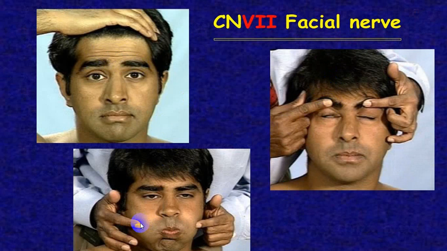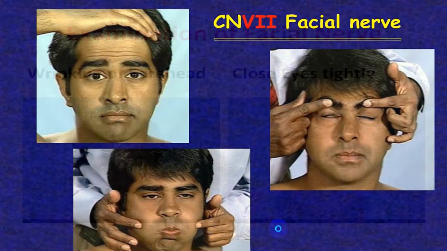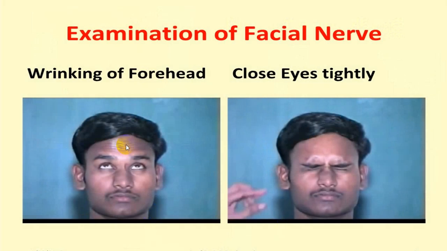Here you are asking to blow the cheeks and you are looking for the resistance during that blowing of the cheeks. This is elevation. You are looking at the furrowing. This is closure of the eyelid. This is wrinkling of the forehead. This is the closure of the eye tightly.